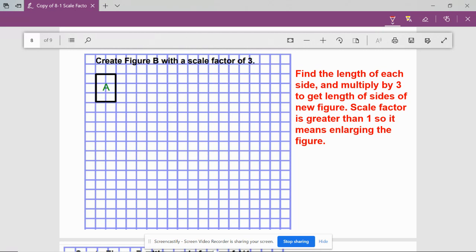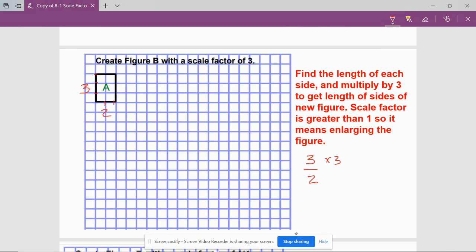So let's look at what we have. We've got 1, 2, 3, so we know this side is going to be 3. We have 1, 2, so we know this side is 2. Okay, so hopefully that makes sense. So we have 3 and 2. We're going to multiply these both by 3 because we have a scale factor of 3. So 3 times 3 is going to be 9, and 2 times 3 is going to be 6. Okay, so this is going to be the new size of our new shape.